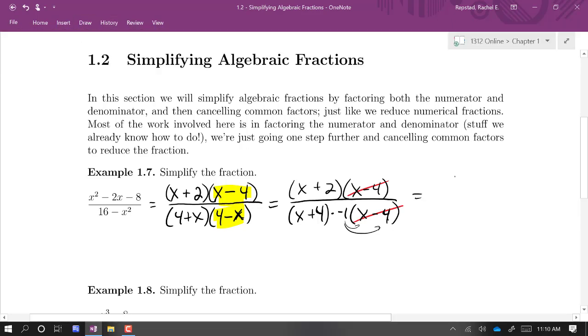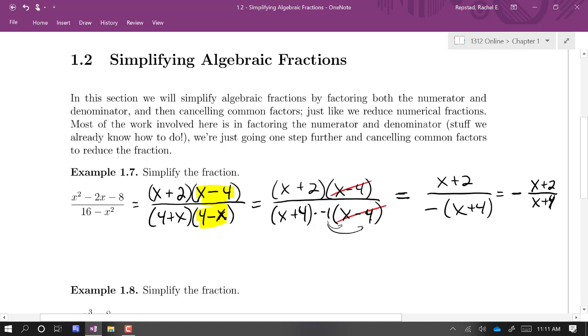We've got x plus 2 up top. On the bottom, we have the negative of x plus 4. Now, it's pretty unconventional to leave just the negative in the bottom. Usually we either attach it to the top or put it out in front of the whole fraction, like the negative of x plus 2 over x plus 4. And there's our final result.